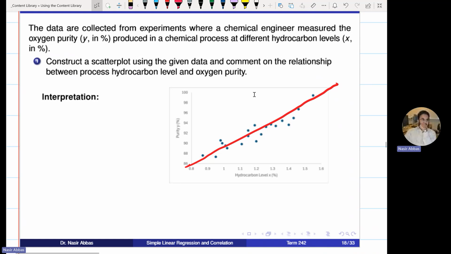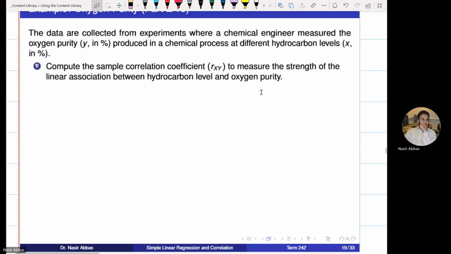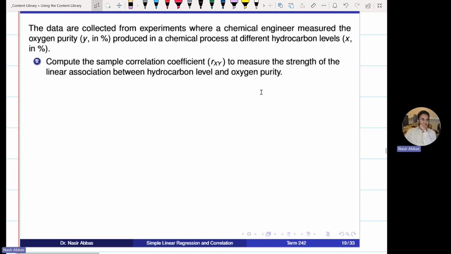Okay. To confirm this observation that we saw from the scatter plot, the next question says compute the correlation. To compute the correlation, you will go to the formula sheet. The formula sheet will give you the formula of correlation to be something like this. What do you need for this formula? You need SXX, you need SYY, you need SXY. And the formula sheet will also give you these formulas.